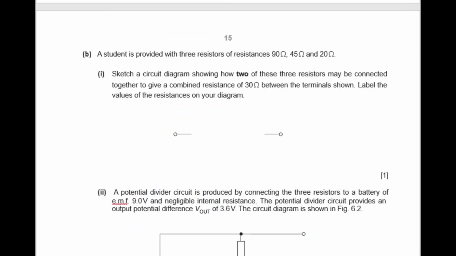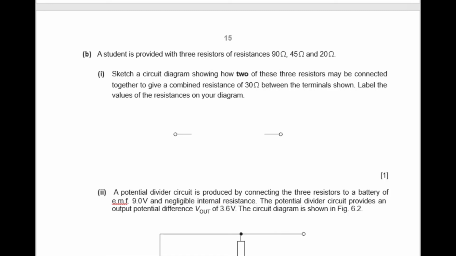B1, a student is provided with 3 resistors of resistance 90 ohm, 45 ohm and 20 ohm. 1. Sketch a circuit diagram. Show how 2 of these 3 resistors may be connected together to give a combined resistance of 30 ohm between the terminals shown. Label the values of the resistance on your diagram.